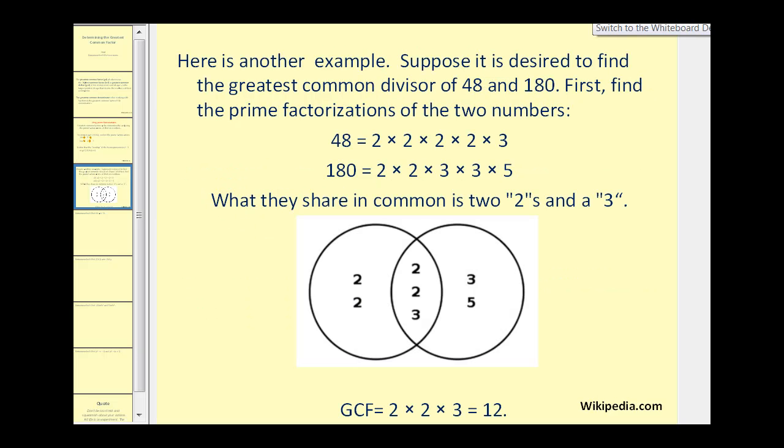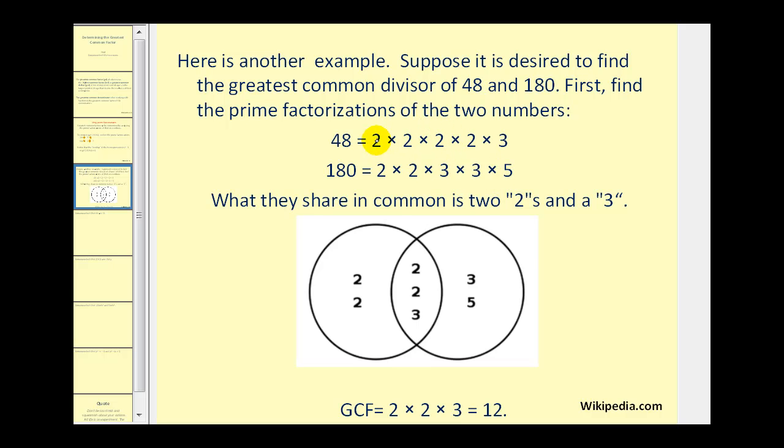Here's another example. Let's say we want to determine the greatest common divisor, which remember is the same as the greatest common factor, of 48 and 180. The first step would be to write out the prime factorizations of each term as we see here. And the next thing we'll do is identify which prime factors they have in common and how many.